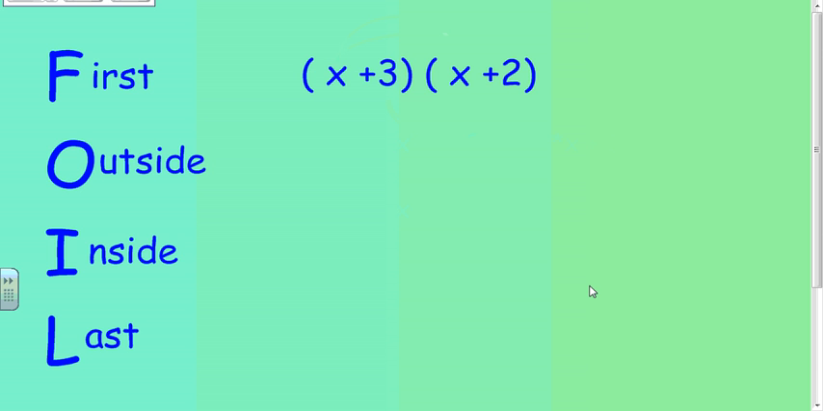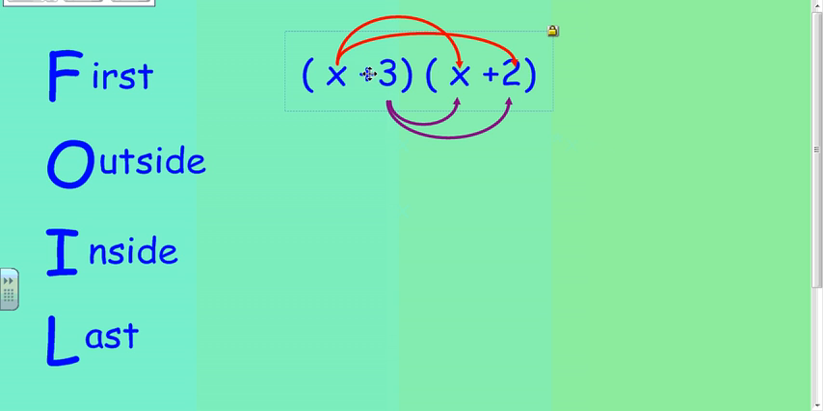We use the abbreviation FOIL because we're going to distribute, first multiplying the first terms, and then the outside terms. And then we multiply the 2 inside terms and the 2 last terms. So the FOIL is just an abbreviation for repeated distribution.